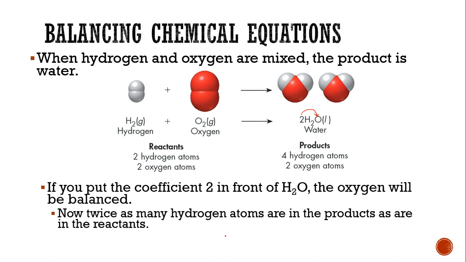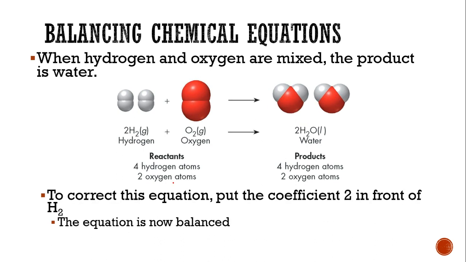We now have twice as many hydrogen atoms in the products than our reactants. So what else could we do? Well, to help counterbalance that, we could actually try to put a 2 in front of the H2. Notice now that gives us 4 hydrogen on the left, 4 on the right, 2 oxygen on the left, 2 oxygen on the right. This equation is now considered balanced.